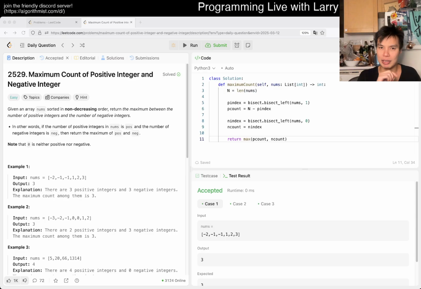Oh, I didn't go over the complexity, I guess. I always forget sometimes. But this is log n, this is log n, right?